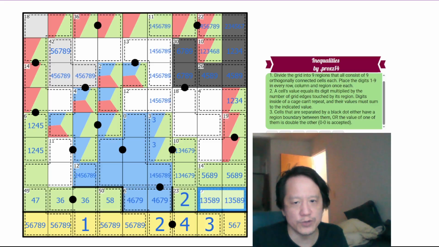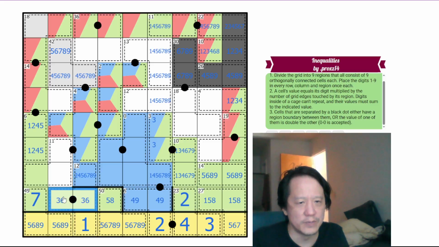So no more 3 here. No more 6, 7 as a pair. It's 4, 9 as a pair. This can't be 4. It's 7. So this has to be 1 with 5 or 8 here. That means this is 7, so no 7 here. 3, 6, and 1. That eliminates 3, 6, and 1 in the rest of the box. Or cage. 7 is here. This is either 1, 5, and 7, or 1, 8, and 6.